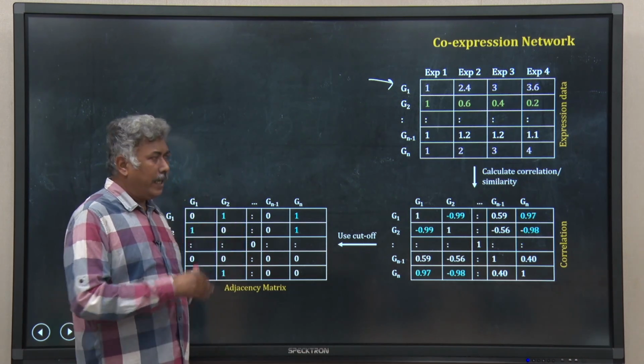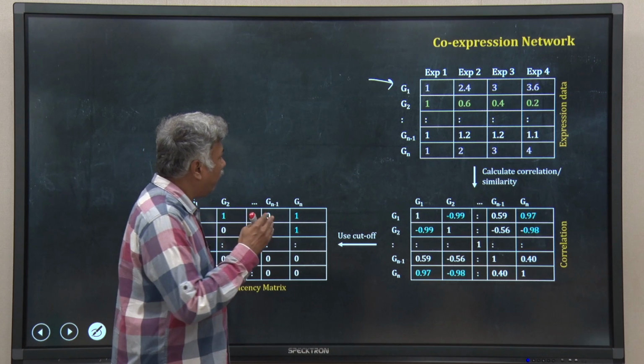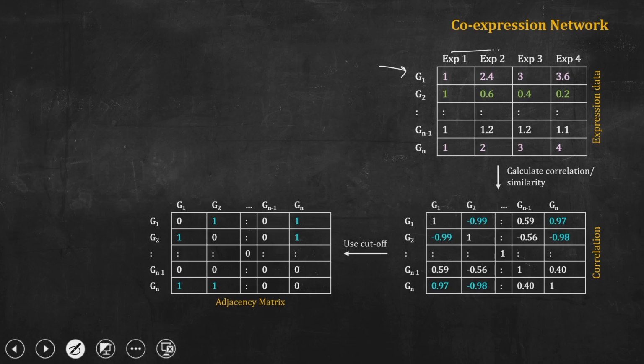In this particular case, I have shown a data table on the top. I have 4 experimental conditions, 1 to 4, and I have n number of genes. The first gene has some upregulation in its expression. You can see in experimental condition 1 it is 1, then the fold change becomes 2.4, then in experimental condition 3 there is a 3-fold increase in expression, then in the 4th experiment it has a 3.6 fold change in expression with respect to experimental condition 1.